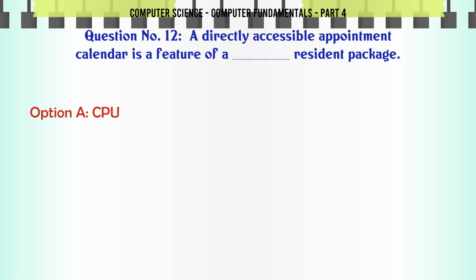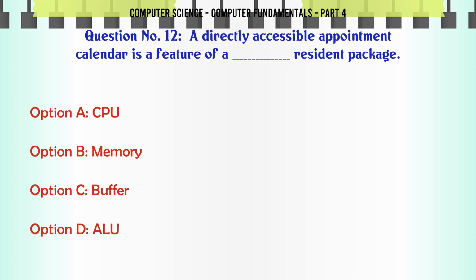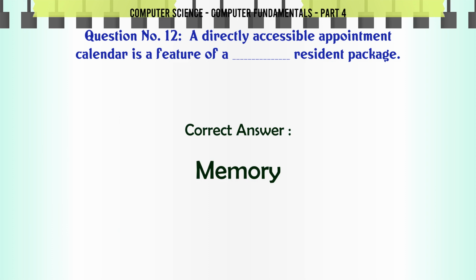A directly accessible appointment calendar is a feature of a resident package. A. CPU, B. Memory, C. Buffer, D. ALU. The correct answer is memory.